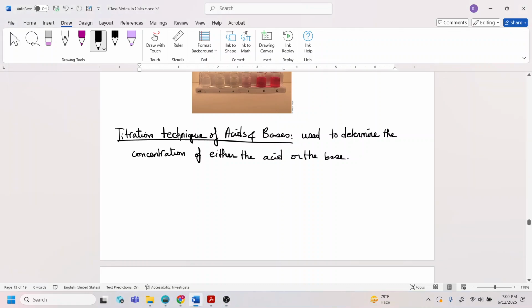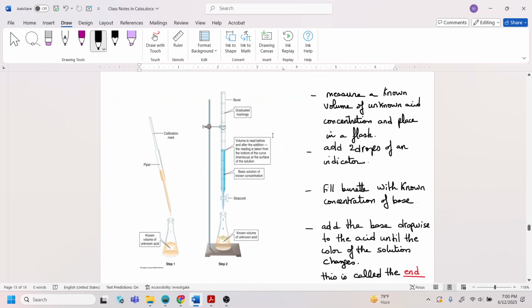Titration is a technique where we react an acid with a base and we want to find the concentration of one of them. We have the concentration of one, and we want to find the concentration of the other. So what we do is what we call titration. It's used to determine the concentration of either the acid or the base. How do we do it? It's, after all, a reaction between an acid and a base.